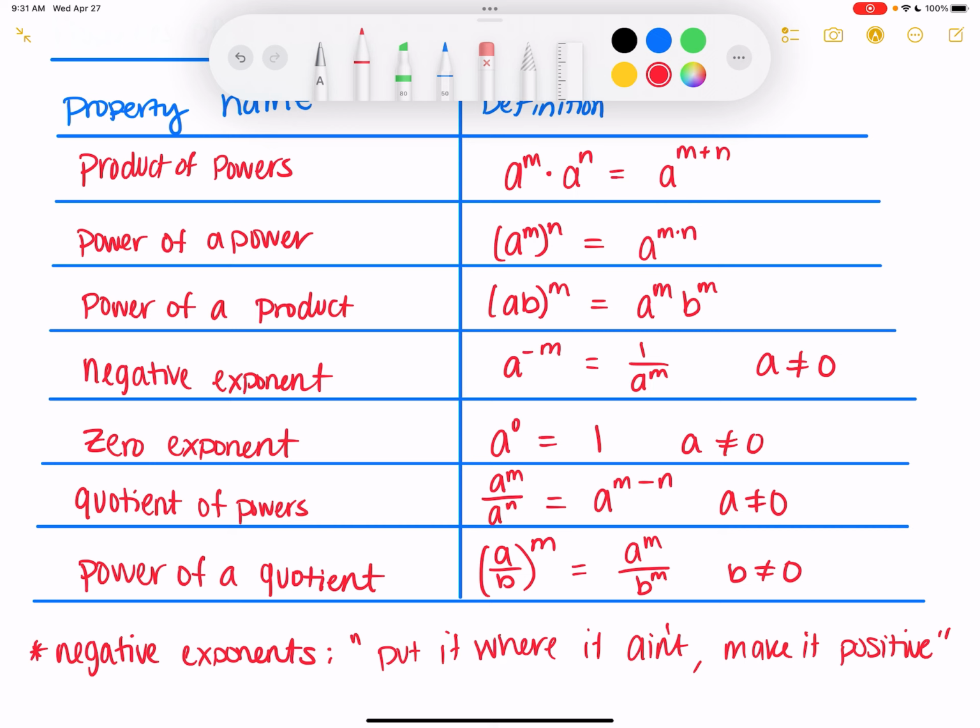In the book, it may ask you to tell the property name for what you're using to do these problems. That's a bit excessive, so we're not going to do that. You're just going to solve the problem. You don't need to tell me what property you're using to solve a problem. It's just not necessary. So, that's all the notes.